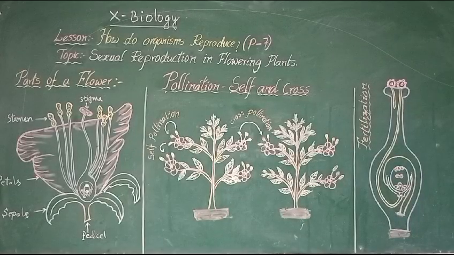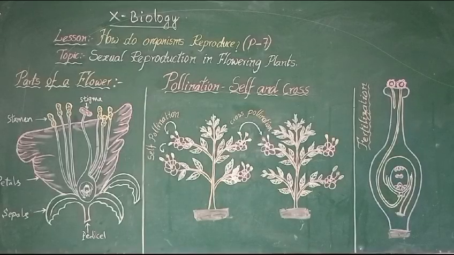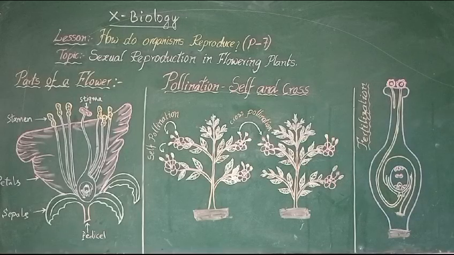Today we are going to discuss the 7th period topic from the lesson How do organisms reproduce. The topic for this period is sexual reproduction in flowering plants. In this period we are going to discuss parts of a flower, pollination, self and cross, and fertilization.